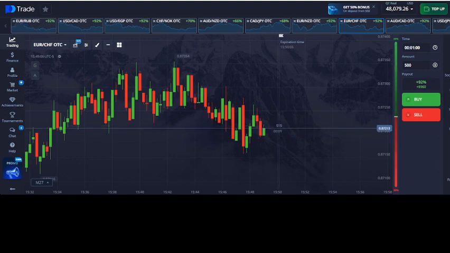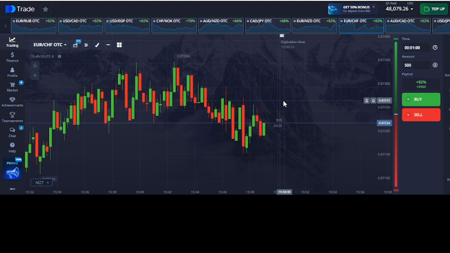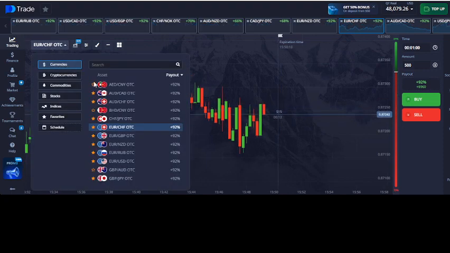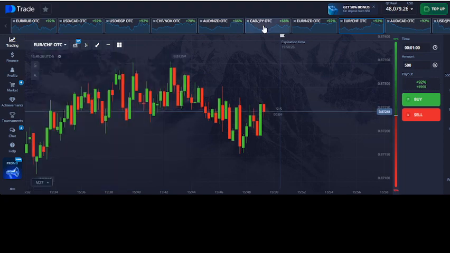Today I'm back on the Pocket Option platform and I'm going to be trading OTC currency pairs. If you click on the asset icon here and click on currencies, I have the OTC currency pairs highlighted that I'm interested in looking at, so that they appear at the top of the chart, like Canadian dollar, Japanese yen, Swiss franc, Norwegian kroner, euro, New Zealand dollar.